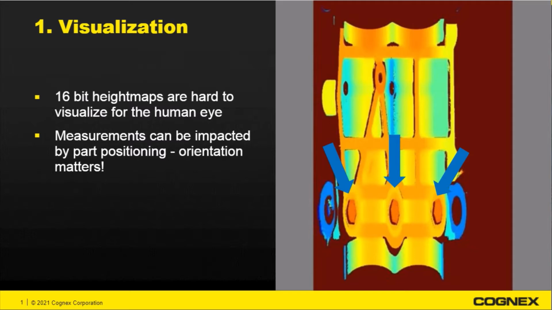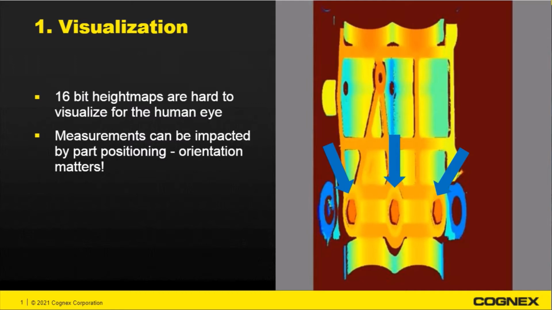So basically, 16-bit height maps, so this is how height is represented in a 3D system, are pretty hard to read to the human eye. So if you have a look on the image to the right, you can see the washers that are in between the screws and the part quite barely with your eye. And also the measurements are impacted by part positioning and orientation. So for example, if you have a higher Y resolution than the X resolution, or if the part is slanted a bit.